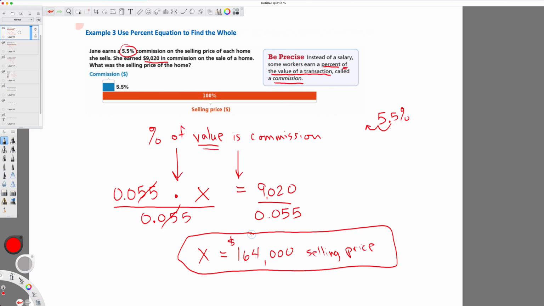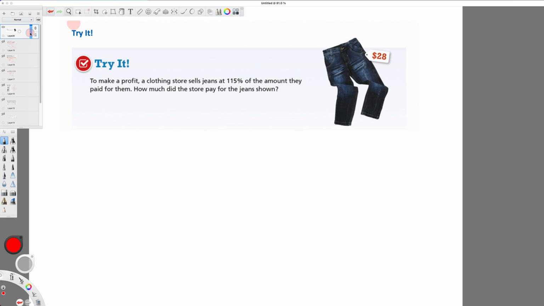And again, that's just an incentive for her to sell a home rather than just go through the motions and not do any selling. Commissions are an incentive to actually sell stuff. And again, some places do that, some places don't. So let's do one more example here. This last one is about some jeans, I believe.